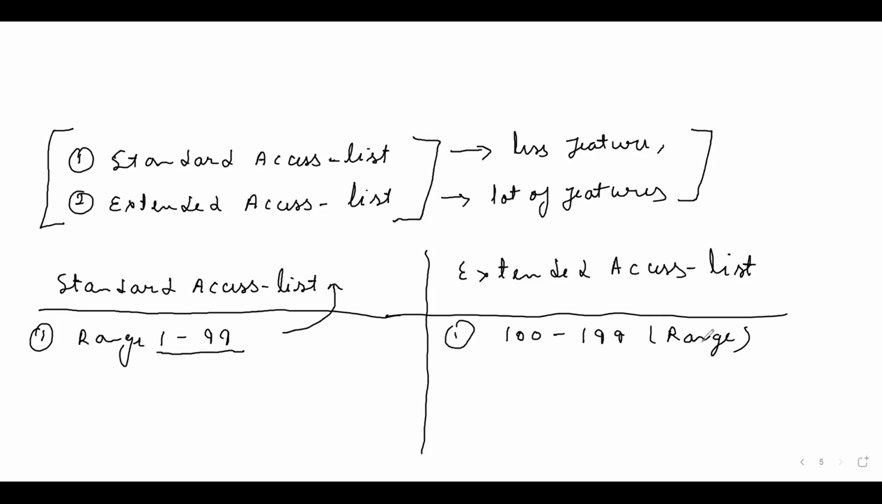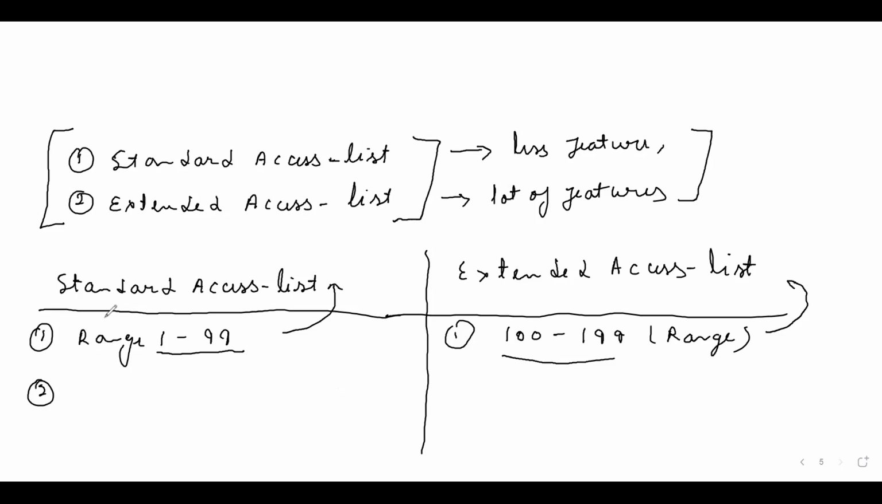If I am using any number between 100 to 199, I can easily understand, okay, that is my extended access list. So this number is an identification of your access list. This is basic, okay? When I go in advance, there are more options, name access list, other things. But this is a basic. Your number is the identification of your access list.